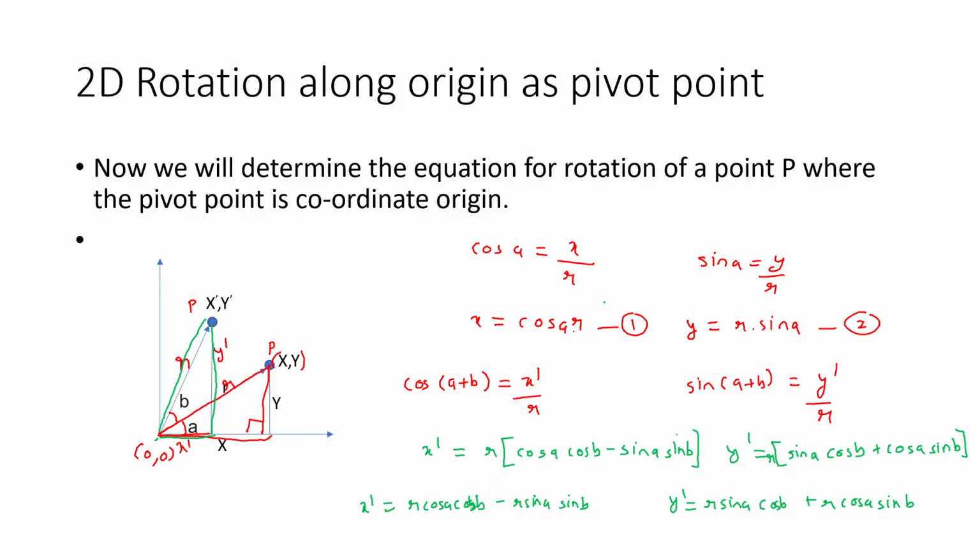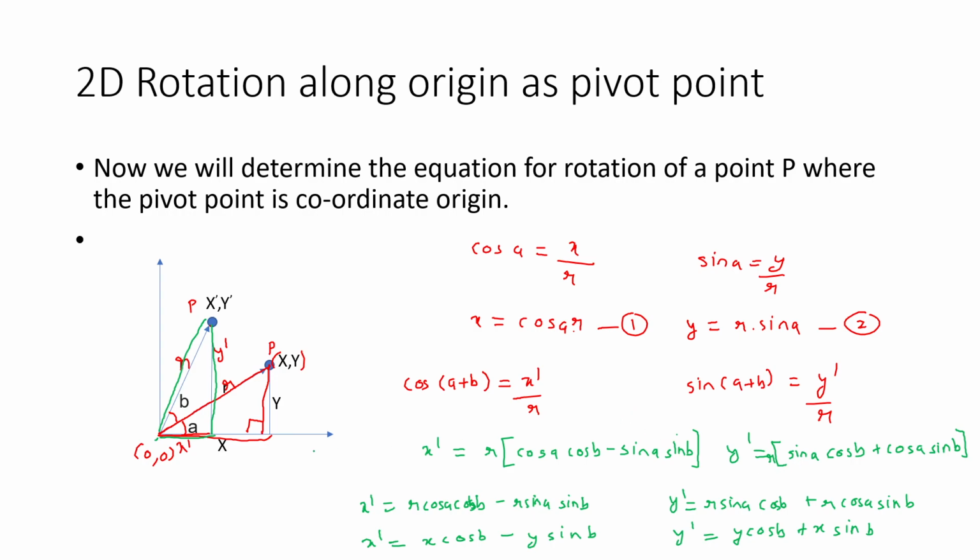Okay. Now if you see over here, this r cos A, as we have seen in equation number 1, we can write it as x. That's why our x dash is going to be x cos B minus this r sin A, we can write it as y sin B. Similarly for y dash, we get r sin A is y, multiplied by cos B, y cos B plus r cos A is x, so x sin B.